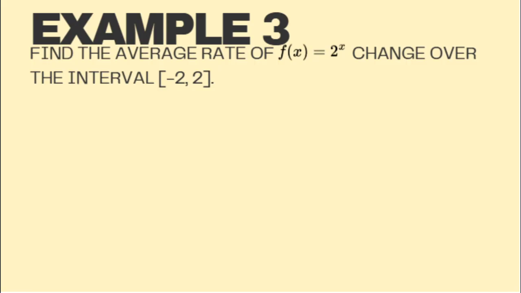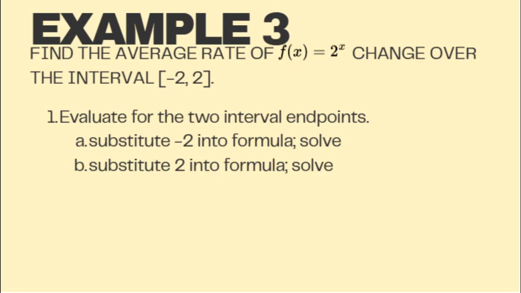Here's example 3. Find the average rate of change for f(x) equal to 2 raised to the power of x over the interval [-2, 2]. So evaluate for the 2 interval endpoints. We're going to substitute -2 into the formula because we don't have a bunch of information. We have only this. We don't have a graph.